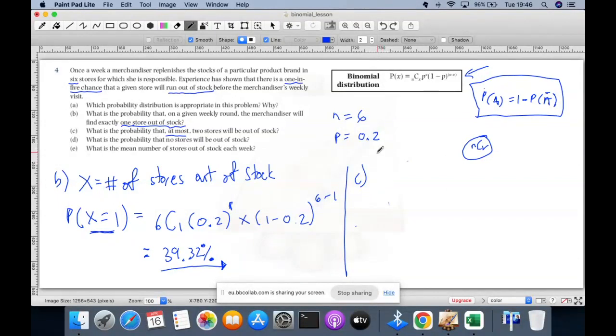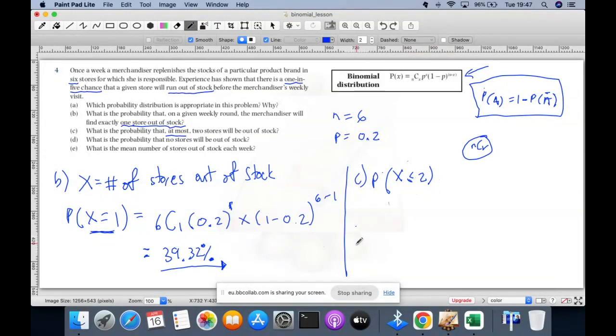When we say at most, that means including. So what we're saying is x less than or equal to 2. And this is very important that you have x less than or equal to 2. You need to be able to identify when we're including 2 and when we're not. And when we say at most, that means we are including 2. Now x less than or equal to 2.